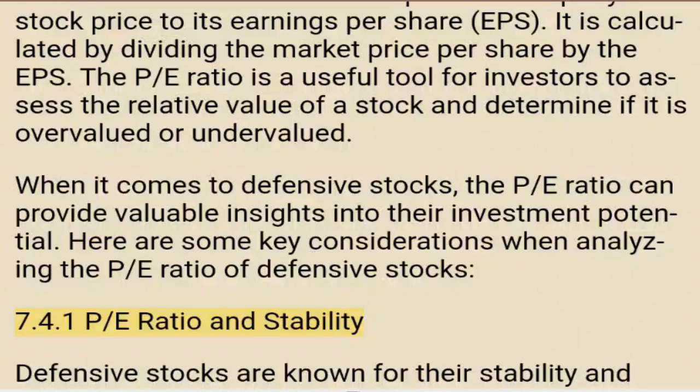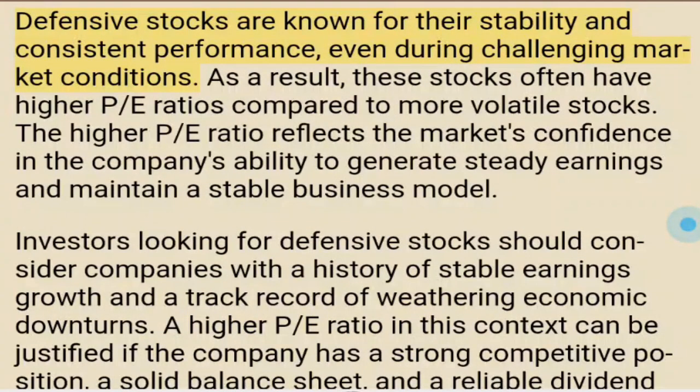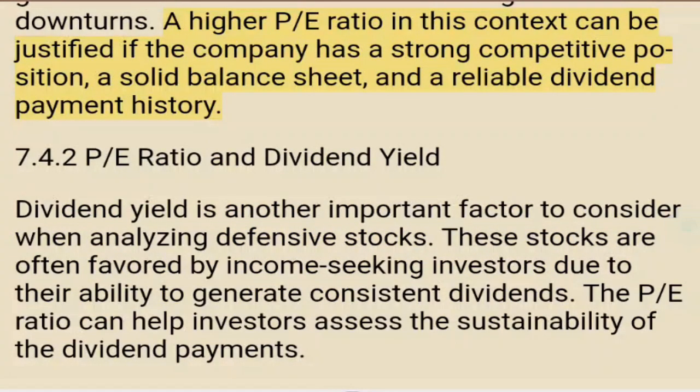7.4.1 P/E ratio and stability. Defensive stocks are known for their stability and consistent performance, even during challenging market conditions. As a result, these stocks often have higher P/E ratios compared to more volatile stocks. The higher P/E ratio reflects the market's confidence in the company's ability to generate steady earnings and maintain a stable business model. Investors looking for defensive stocks should consider companies with a history of stable earnings growth and a track record of weathering economic downturns. A higher P/E ratio in this context can be justified if the company has a strong competitive position, a solid balance sheet, and a reliable dividend payment history.